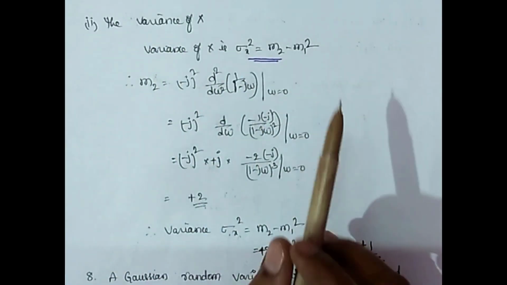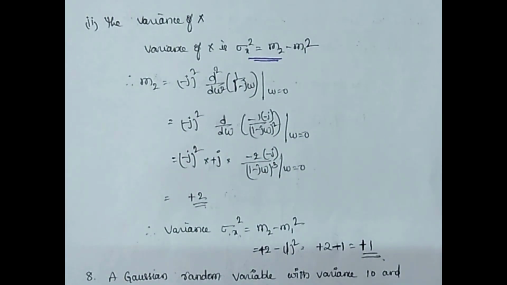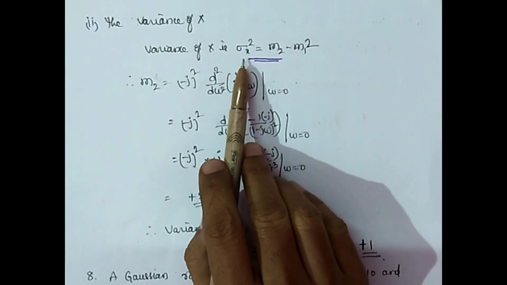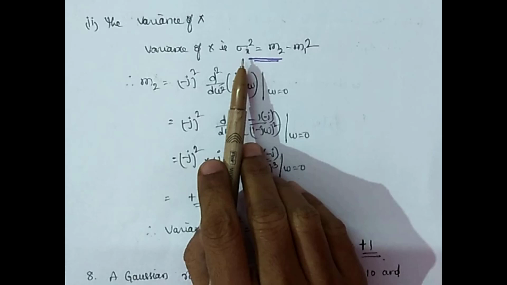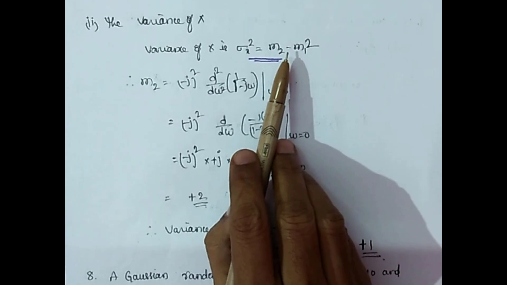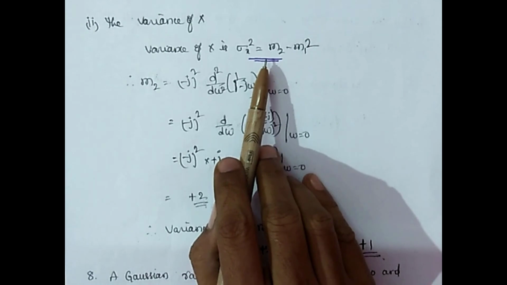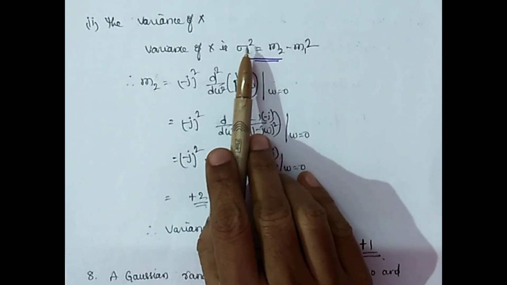Next, variance of x. Variance of x is sigma x square. From the concept of characteristic function, we can't find the variance of x directly. But we have a relation between the variance of x and the moments m. Here, you can find the variance with the help of the concept of moments about mean, and these m's are moments about origin. So this is the relation between moments about mean and moments about origin. With this expression, you can find the variance.